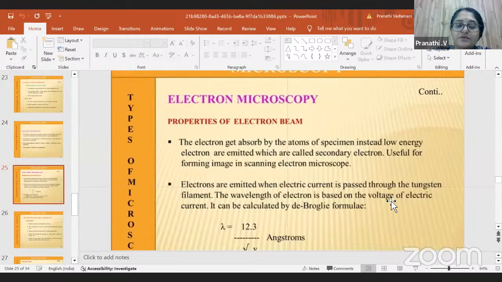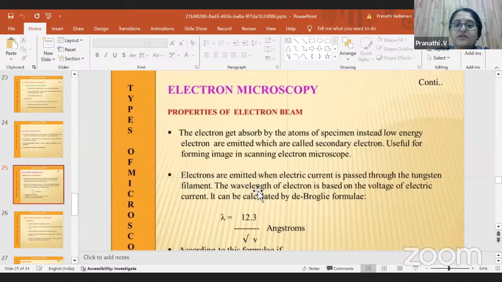So you have different types over here. When it comes to the properties of the electron beam, the low energy electrons that are emitted are known as secondary electrons, useful for image formation, especially in scanning. You have two types of electron microscopes: one is the scanning electron microscope and the other is the transmission electron microscope.